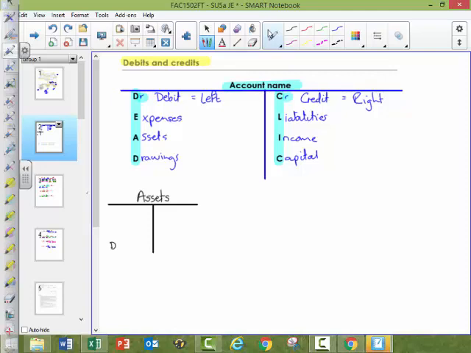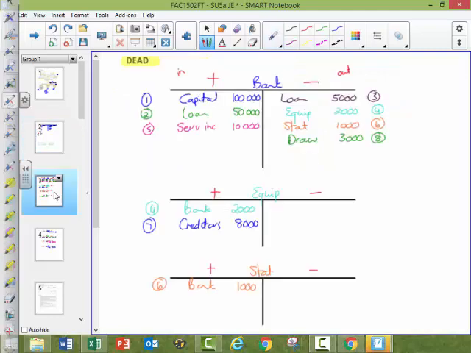Assets fall under DED, right? Debit expenses, assets, and drawings, which means debit your expenses, assets, and drawings to make them bigger, and credits will make them smaller. Let's go and look at my little example here. Bank was an asset, got bigger with debits and smaller with credits. Equipment was an asset, it got bigger with a debit and smaller with a credit.